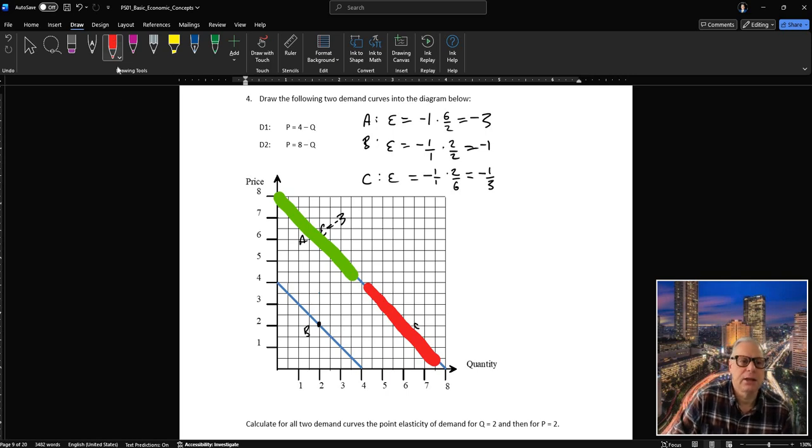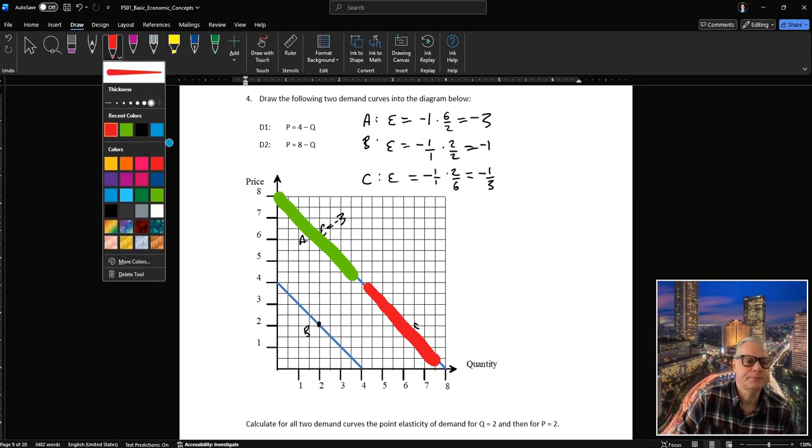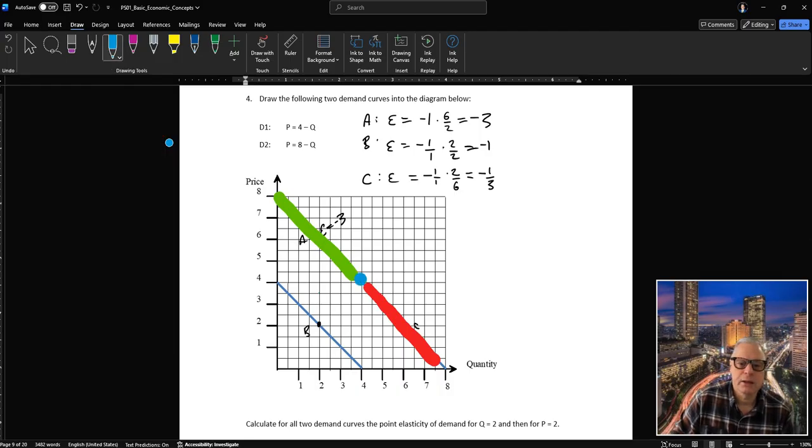And down here in the middle, that's when things are unitary elastic. And here again, the upper part would be the elastic part, the lower part would be the inelastic part.